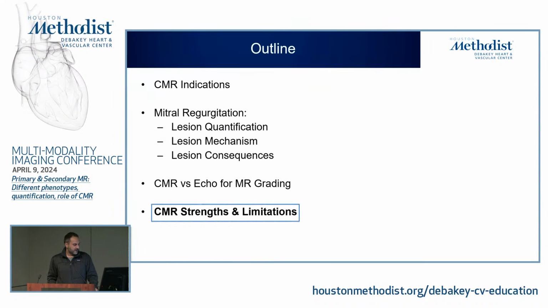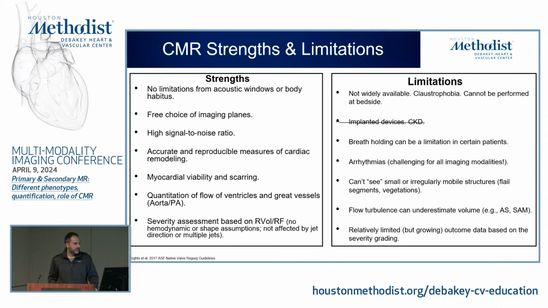All right, and the final slide is about strengths and limitations. So the strengths of MRI are no limitations of acoustic windows or body habitus. Anyone can go in the scanner, as long as they can hold their breath enough. Free choice of imaging planes, high signal to noise ratio, accurate and reproducible measures of cardiac size and remodeling. We can do viability and scarring. We can quantify the flows accurately. And severity assessment is based on just volume and fraction without any assumptions.